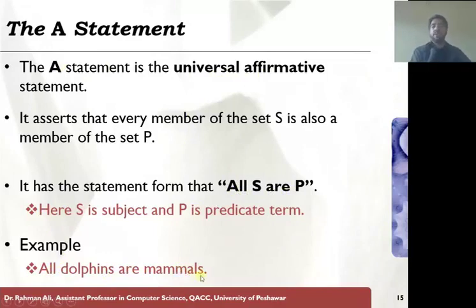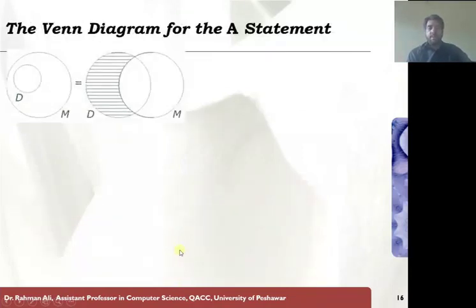So here is how we can represent this with the help of a Venn diagram. All dolphins are mammals. If I take one dolphin from the dolphin family and look for this dolphin in the mammal family, it will always be there. This is one set and this is another set, or we can say this is the subject and this is the predicate. So each element of this dolphin class is a member of the mammal class. That's why it's called universal affirmative. This is the representation: the D circle inside this M mammal class. All dolphins are part of the mammals.